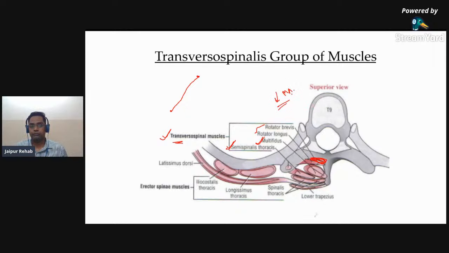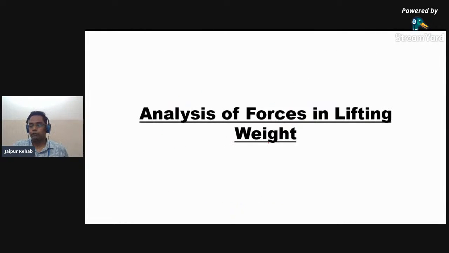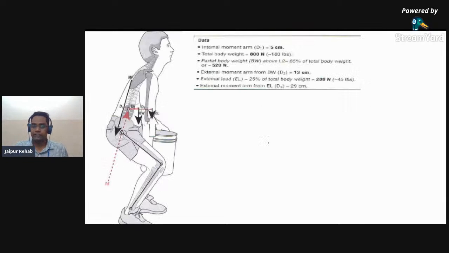Okay, lesser momentum in the sagittal plane, although they have good momentum in your rotational things, horizontal motion. Now coming on to another very important part of our topic today, that is the analysis of forces in lifting heavy weight. Now suppose there is a man of say 80-81 kgs, or you can say 800 newtons, who is lifting a weight and has held that weight in semi squat position.